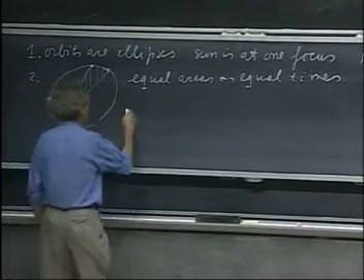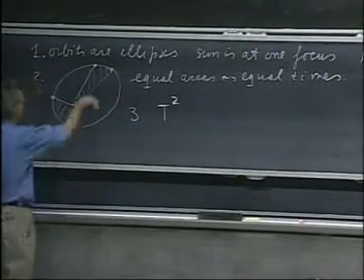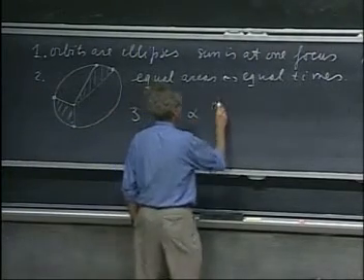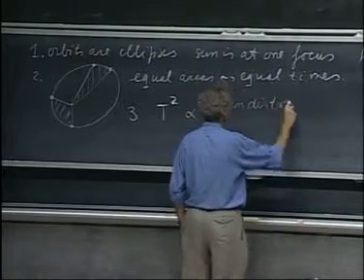And then his third law was that if you take the orbital period of an ellipse, that is proportional to the third power of the mean distance to the Sun.